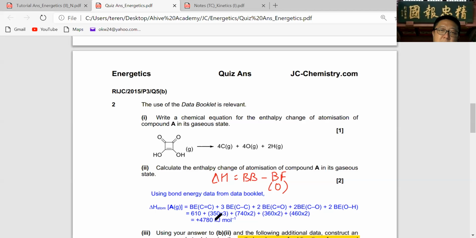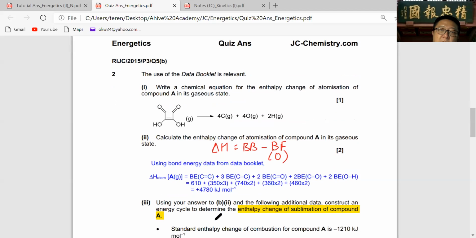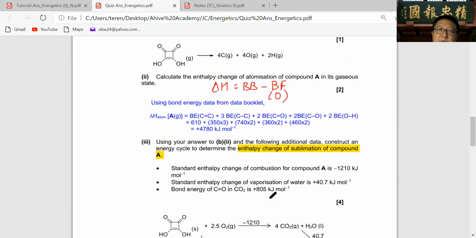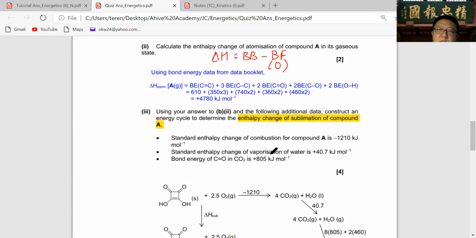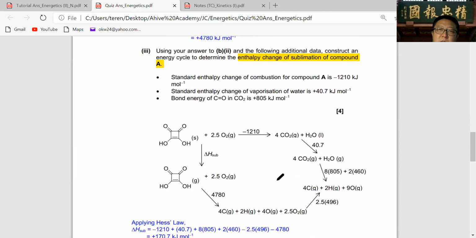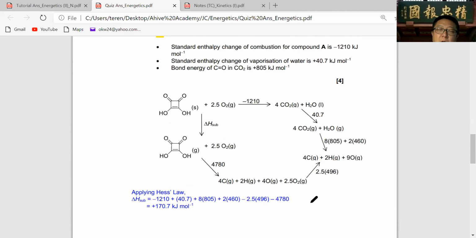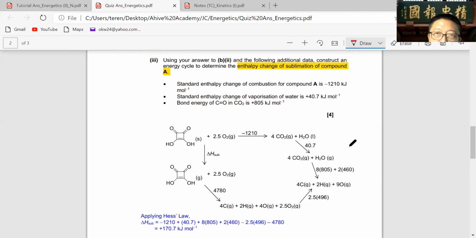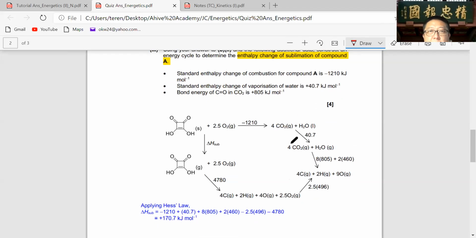Okay, next, construct an energy cycle to determine the enthalpy change of sublimation of compound A. Can you see? Compound A sublimation. The following data is given to us: enthalpy change of combustion, enthalpy change of vaporization, and then you have bond energy. Okay, so let's take a look. This is the proposed construction. Make sure you have all the data in. Let's run through it step by step.